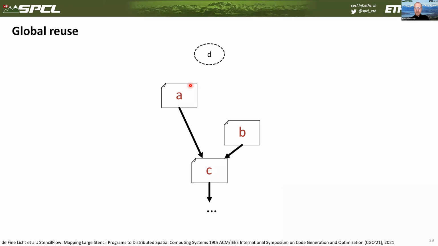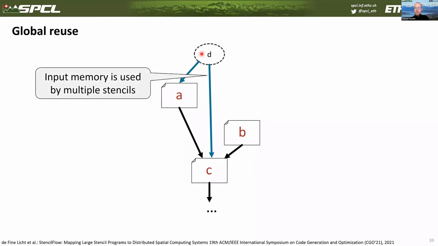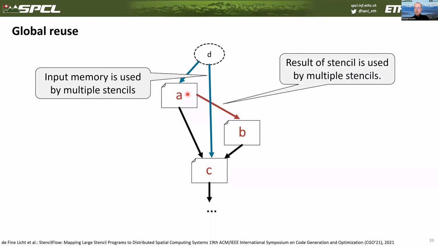Furthermore, we can have global reuse. If you have stencils A, B, and C, it may be that both B and C read the same input field, because, I don't know, that may be humidity, and both of them need humidity for their calculation. Furthermore, stencil A may produce a value that is read by both B and C. So there are 2 types of reuse. One is from main memory, and the other one is from the pipeline that is computing on the device.